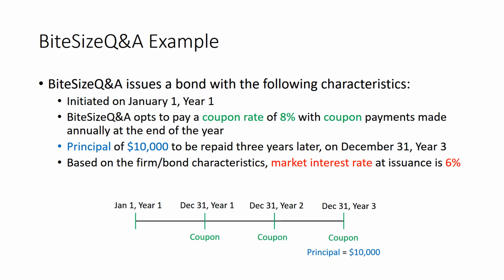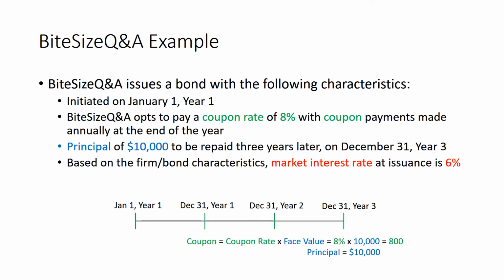So first, we can do a timeline. So what we know is the bond was issued on January 1st, year 1. In the interim, on December 31st, years 1, 2, and 3, there will be coupon payments. Also, on December 31st, year 3, the bond will mature and the debt will be retired at $10,000, which is the principal or the face value.